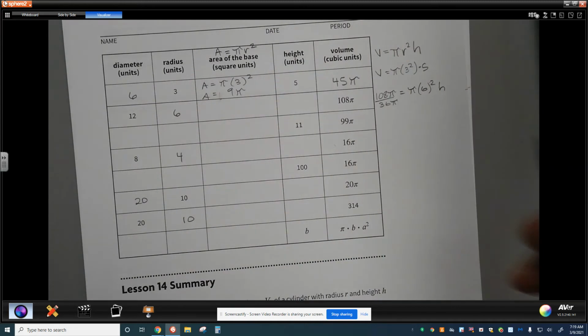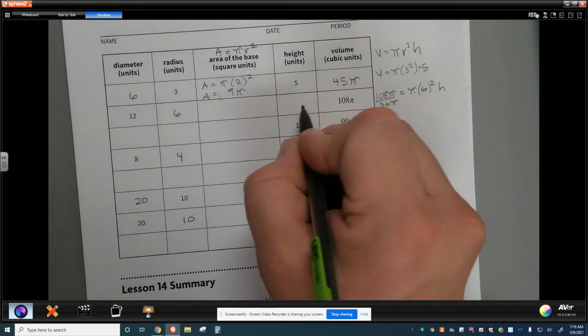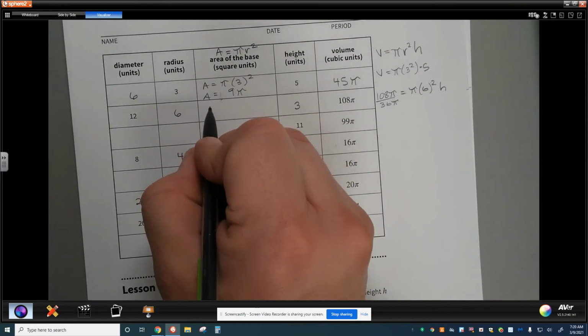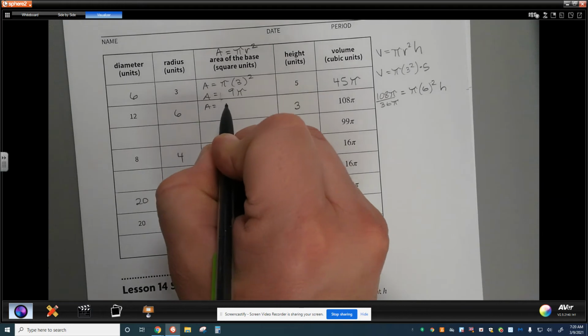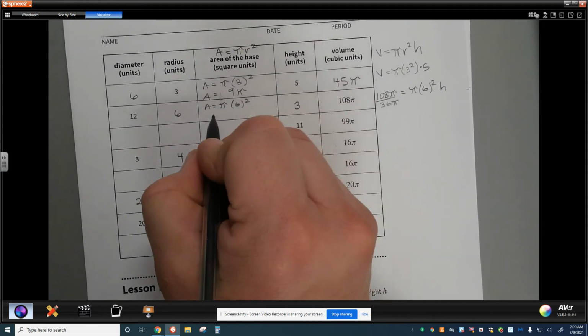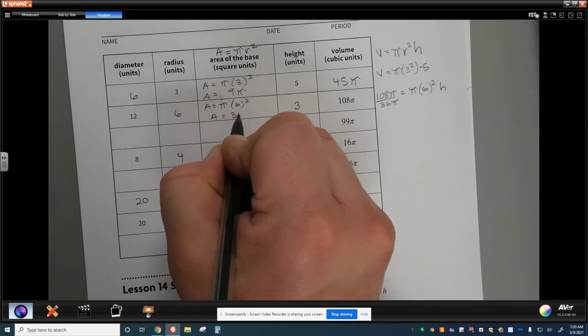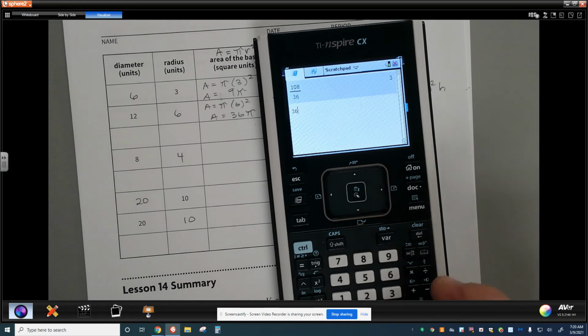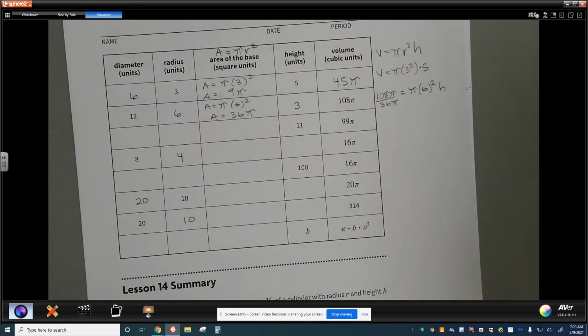I find that that's 3. So our height would be equal to 3 units. And I can set this up just to verify that the area is equal to pi times the radius of 6 squared, meaning that the area is equal to 36 times pi. And I just want to double check that 36 times 3 is definitely 108, and that's correct.